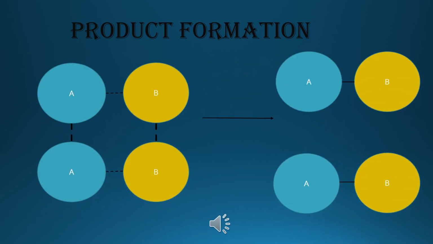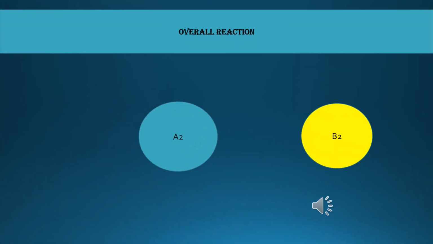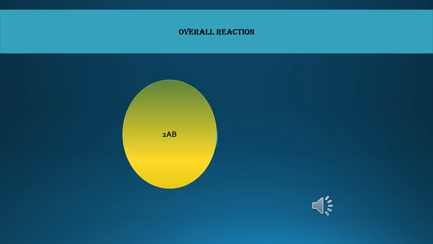What happens when the activated state is formed? Once the activated state is formed, the next step is that the existing bonds break completely and the new bonds are formed, and the molecules turn into products and the chemical reaction is complete. So now you see from the activated state, the product molecules AB are being formed. Therefore, the overall reaction has now occurred. A2 and B2 react with each other to form two AB molecules. A chemical reaction has successfully occurred.